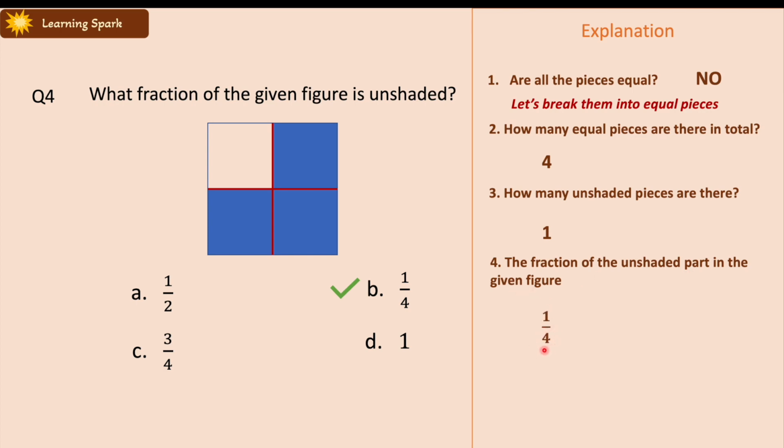The denominator again is representing the total number of equal pieces that are present, and the numerator is representing how many unshaded pieces there are, right? So that is the fraction. 1 by 4 is the answer.